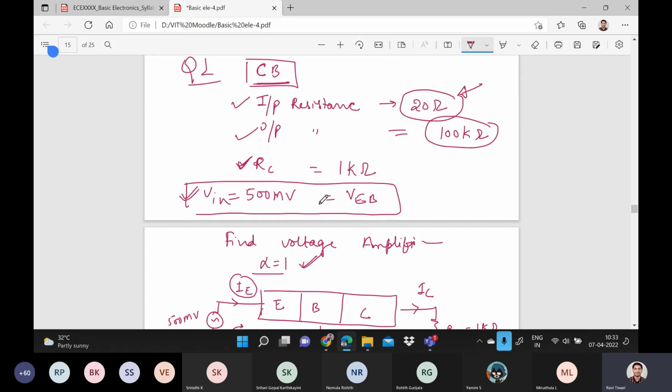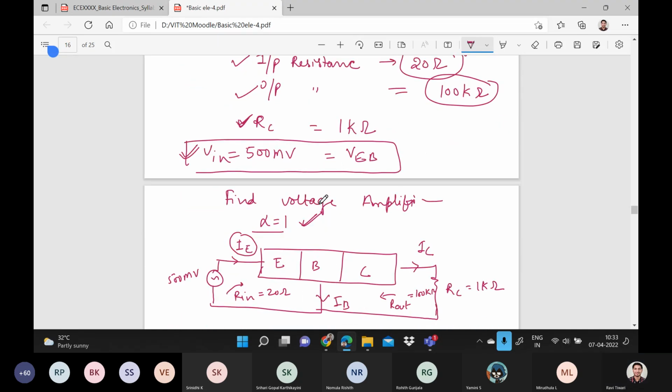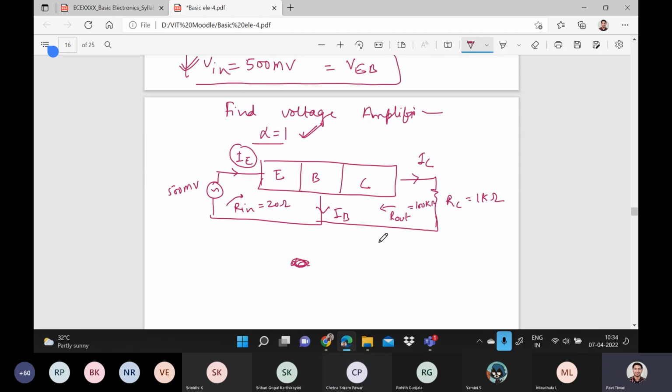Sir, in the question it is not given that RC is 1 kilo ohm, right? RC is 1 kilo ohm. Oh, sorry, sir, I didn't see that. Sorry, sir, I didn't see that. Okay, okay. So RC is given to us, right? Now, what will be the first step?